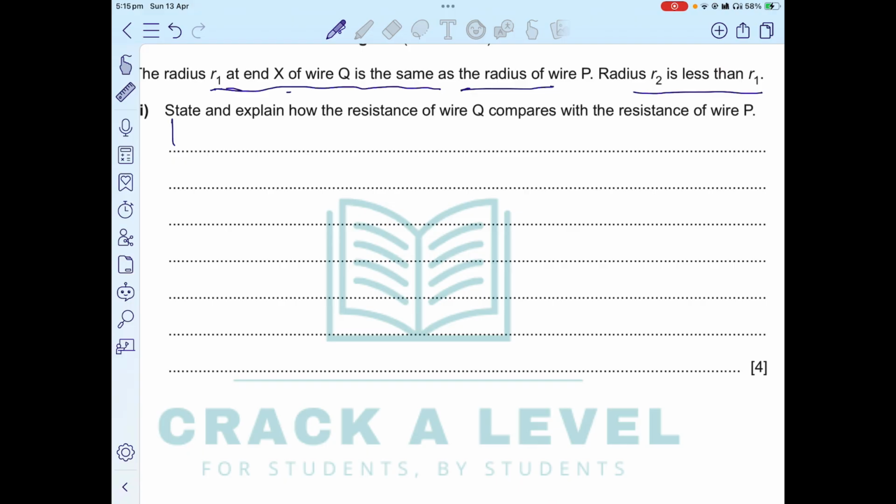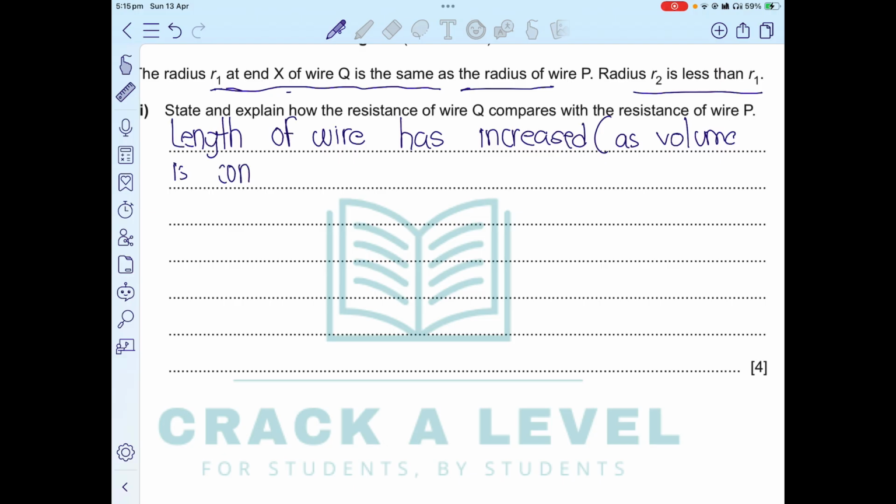Now, I'm going to write it this way: the length of the wire has increased. And how do we know that the length of the wire is increased? Because the volume is constant, but the area at the other end is less. That's why the length has increased.